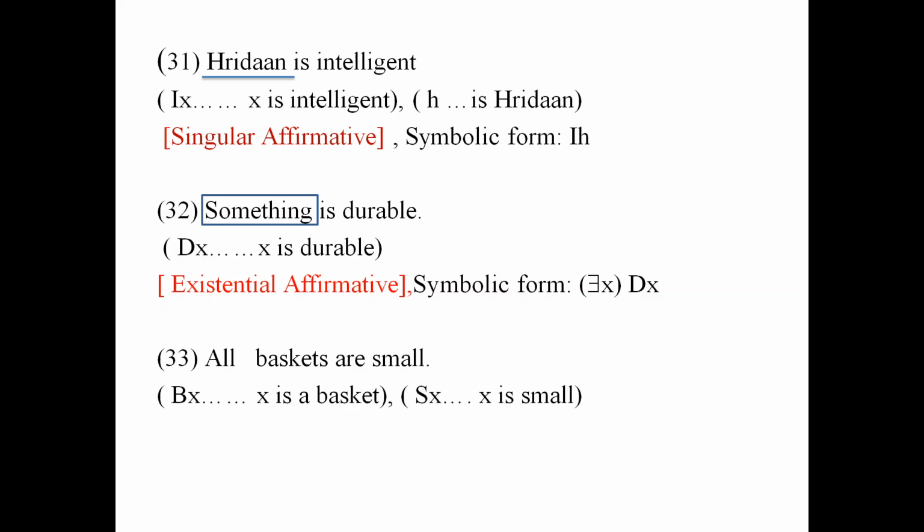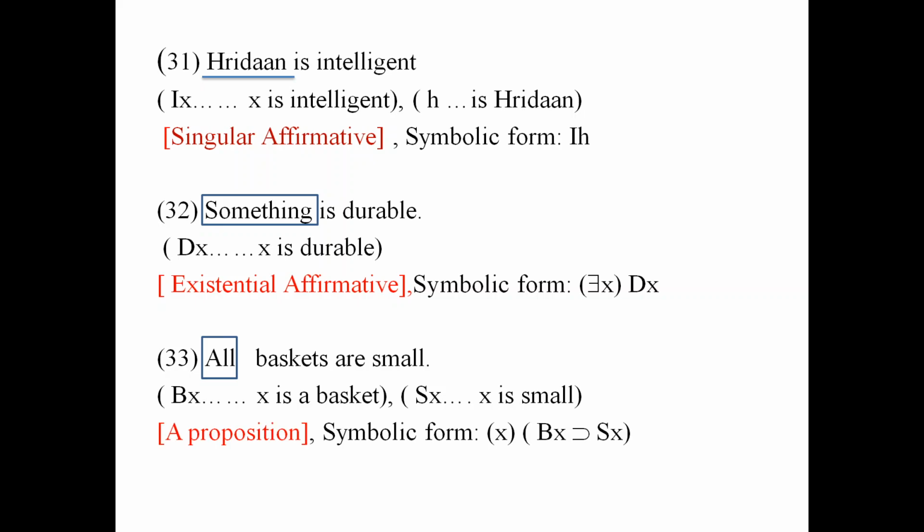Now we have 33. All baskets are small. Here the word all is used with two classes, so it's an A proposition. The symbolic form is universal quantifier phi x horseshoe psi x. Here phi will be replaced by B and psi will be replaced by S. So the written expression will be universal quantifier Bx horseshoe Sx, and it will be read as given any x in the class such that x is a basket, then x is small.